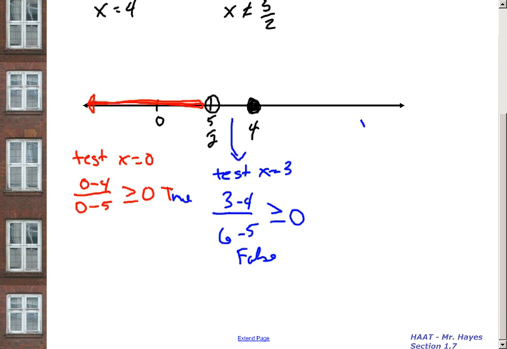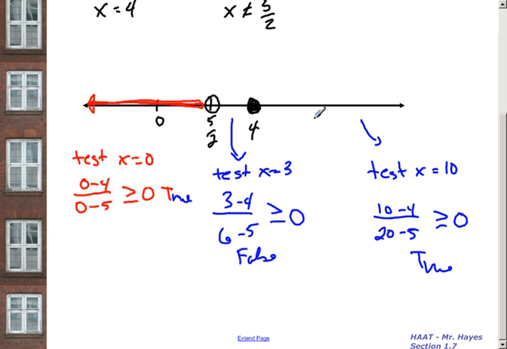And then lastly, over here, let's check a test. Pick a number, any number is fine. I'll pick 10. Is 10 minus 4 over 20 minus 5 greater than or equal to 0? That is a true statement. So again, we're going to shade in that same area of the graph.